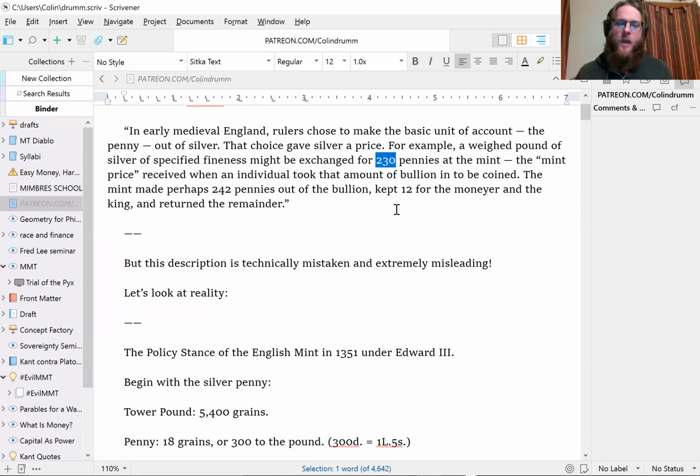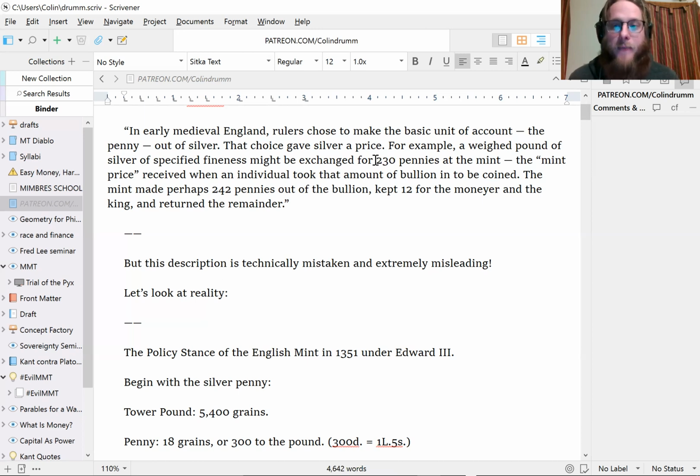Now, all of these arguments about why the merchant might want to do this are unnecessary because, in fact, this never happened. The mint price is structurally greater than 240. The number of legal pennies that the merchant will get from selling a pound of silver to the mint is always going to be greater than or equal to 240. It's never, ever in the entire history of the English money less than 240.